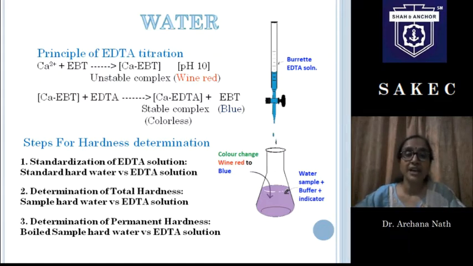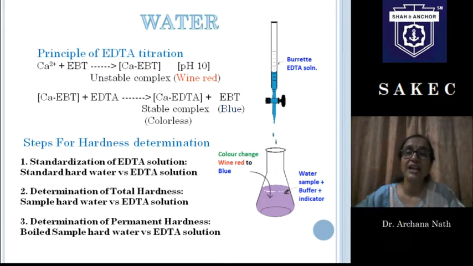In the third step, we find out the permanent hardness, the amount of permanent hardness. So what we do this time, the sample hard water will be boiled to remove temporary hardness. We have seen that temporary hardness can be removed by boiling. So the total sample hard water will be boiled for some time so that all temporary hardness gets precipitated. And then we will cool it, filter it, and then we will make up the volume.